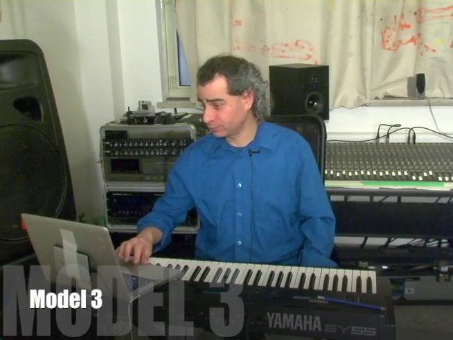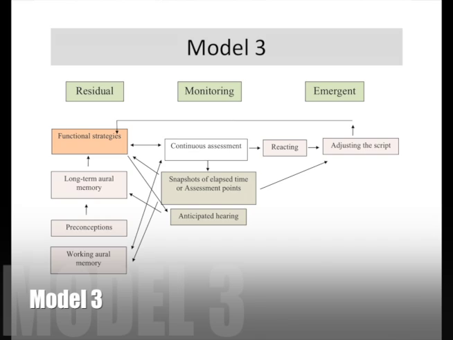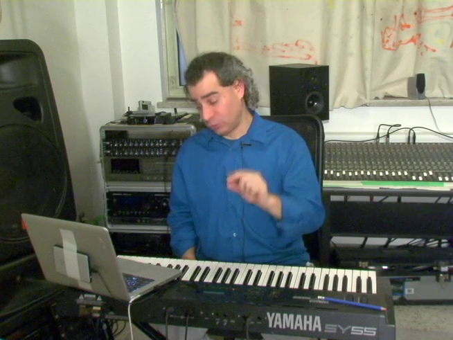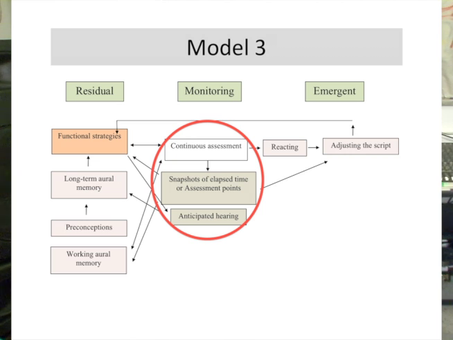Model 3 is a very complex model again. It features many boxes. Within residual behaviors, I have functional strategies, but this time the strategies are informed by a number of informative processes: long-term aural memory, working aural memory, and preconceptions. The monitoring system of Model 3 uses the same processes as Model 1: continuous assessment, snapshots and assessment points, and anticipated hearing, although they seem to be combined slightly differently.